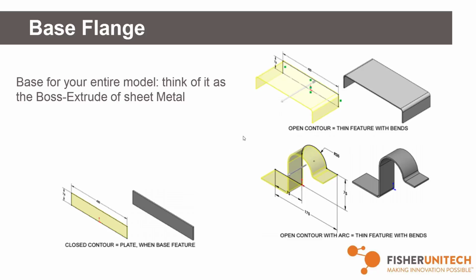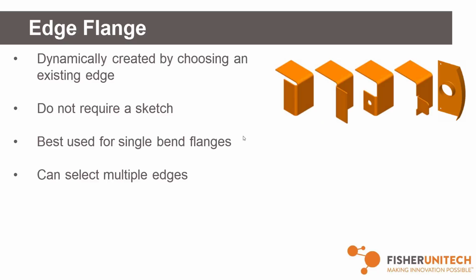So think of this base flange as your boss extrude for sheet metal. It's the base of it all. It's the way you first start creating material. You can use it as a thin material type of method, or if you're creating plates, it's always going to depend on what your design intent might be, what you're actually building in down the road. And then usually in the next step, we're going to get into edge flanges.